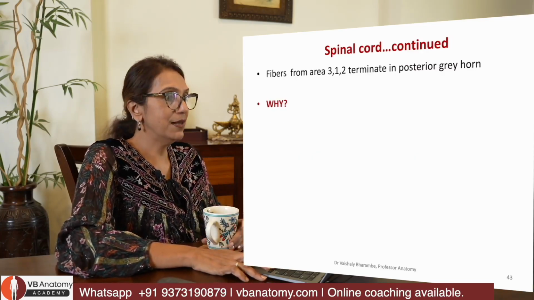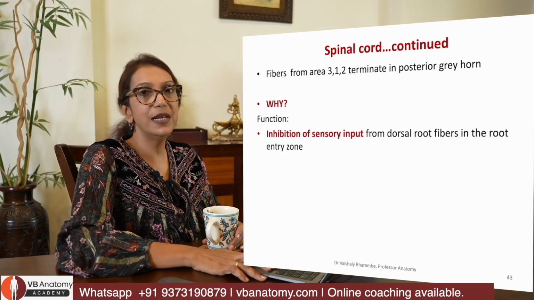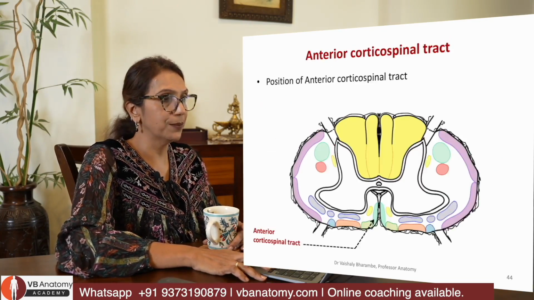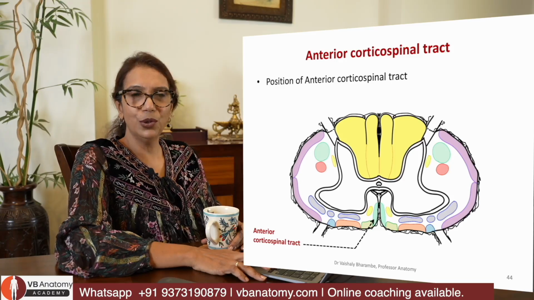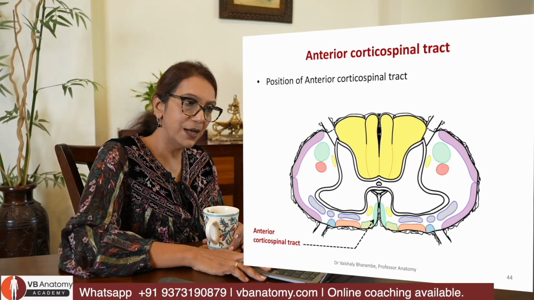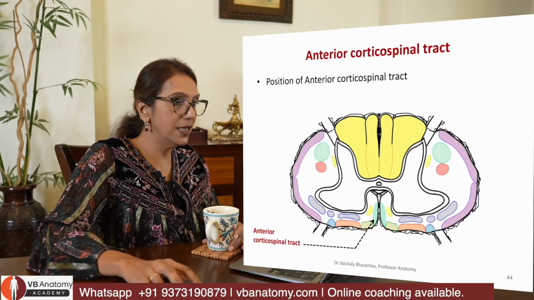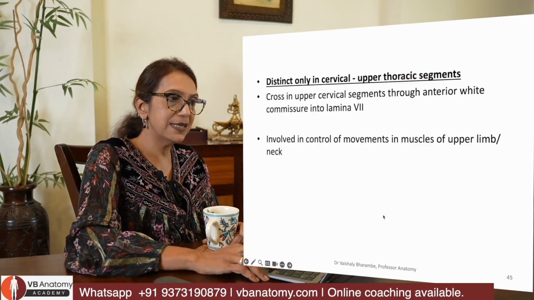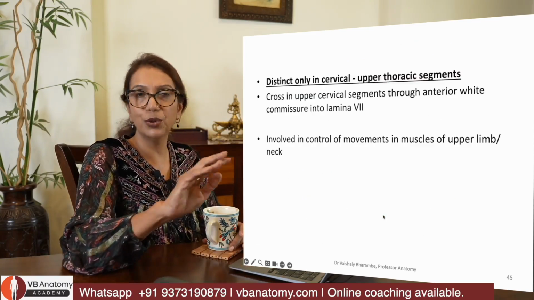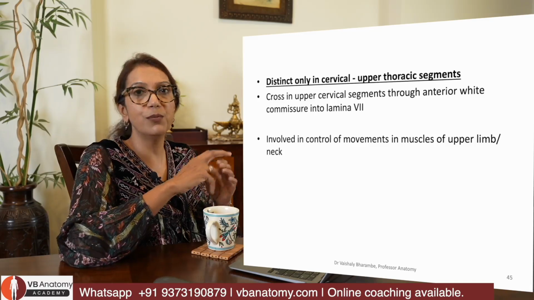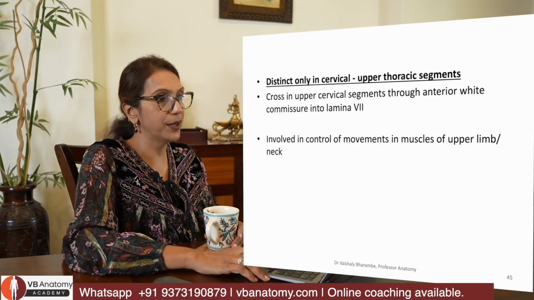Like we already said, fibers from area 312 will inhibit sensory input. I don't want to talk too much about anterior corticospinal tract, which is present here. Just remember that it is limited to the cervical and upper thoracic region, bringing about movements of upper part of our body.